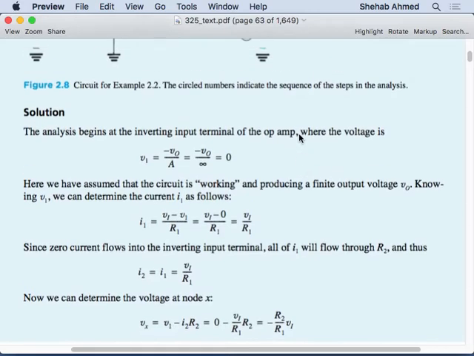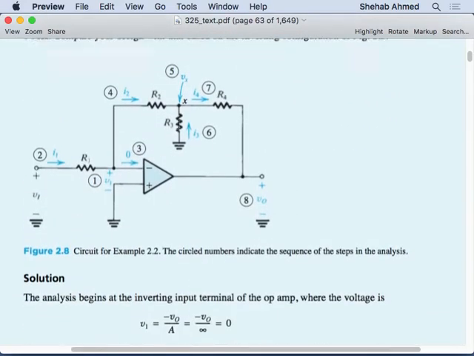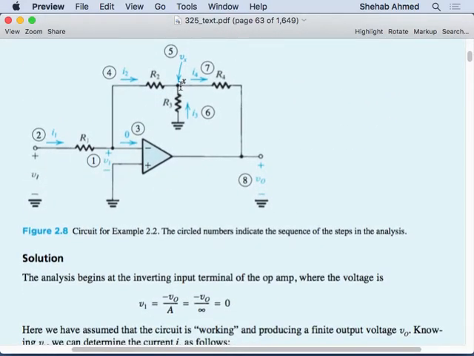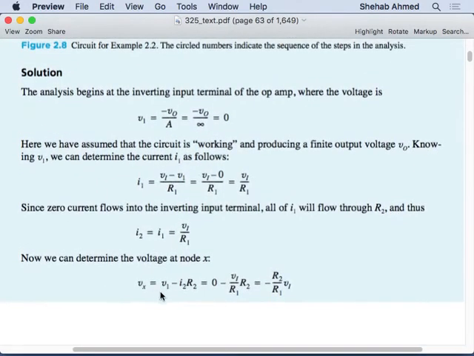Okay, so we calculated Vx. So how did we calculate Vx? Vx, they did it by V1 minus I2 R2. So Vx here, the voltage here, is equal to V1 minus this voltage drop, which is basically, this is 0 minus this voltage drop. It's I2 times R2, right? So that's where Vx came from.